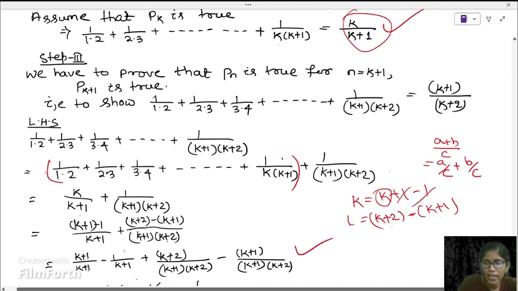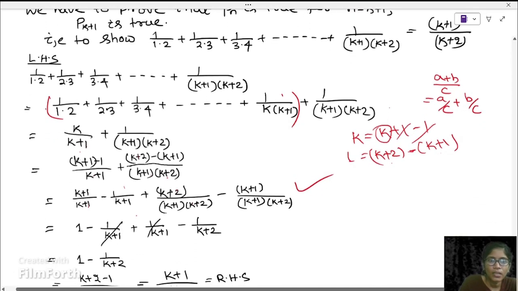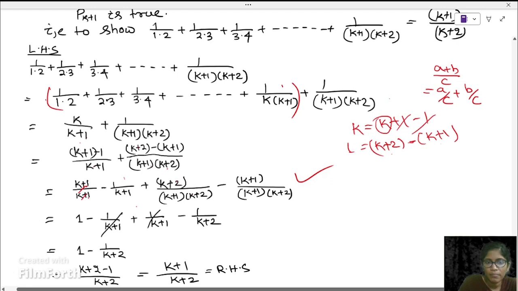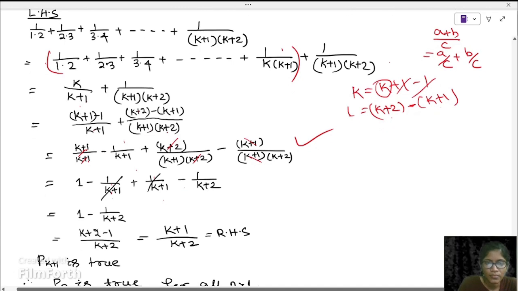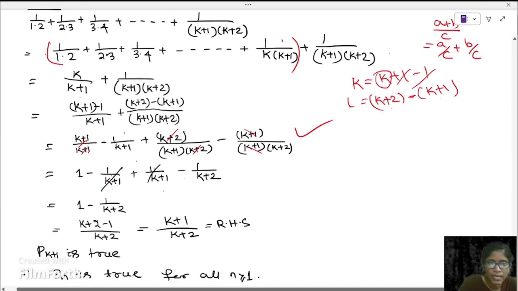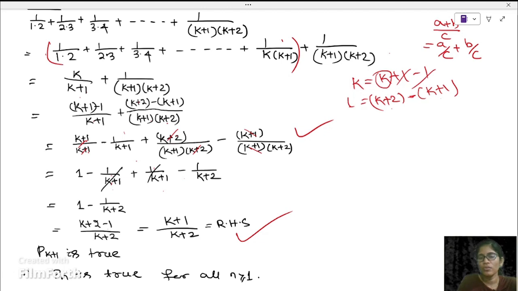Yes or no? We can write or not? Yes, we can write. Now cancelling this, which equal to 1 minus 1 by k plus 1. Here k plus 2 cancel, which equal to 1 by k plus 1 minus, k plus 1 cancel, 1 by k plus 2. Here see, minus 1 by k plus 1 plus 1 by k plus 1, those are cancelled. Only left 1 minus 1 by k plus 2. Taking k plus 2 as LCM, k plus 2 into 1, k plus 2 minus 1, which is equal to k plus 1 by k plus 2, which is equal to right hand side.